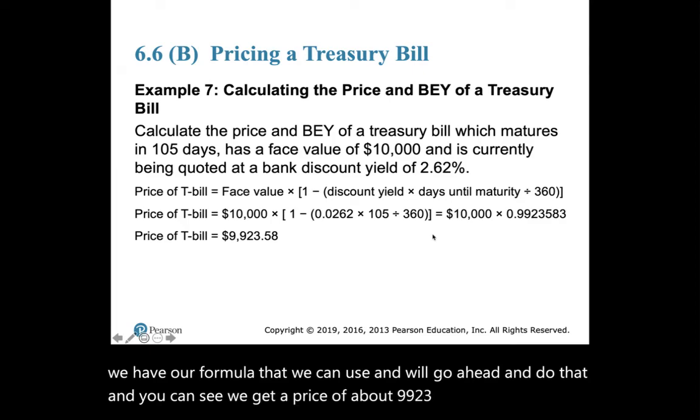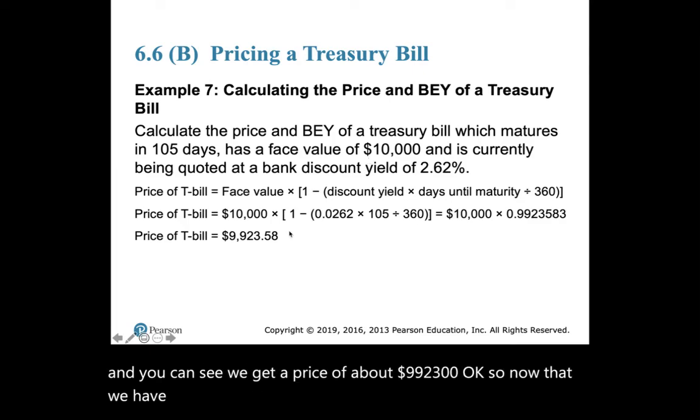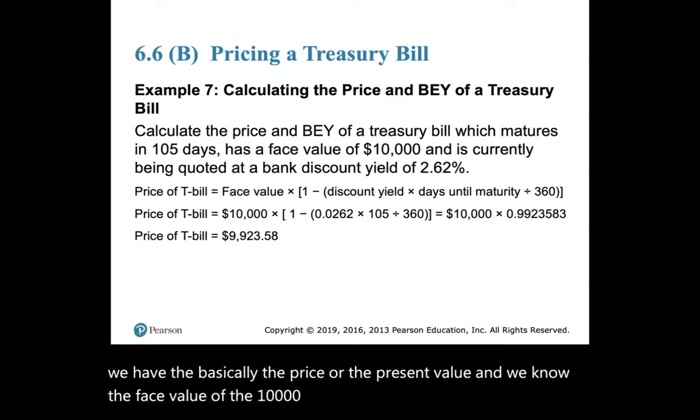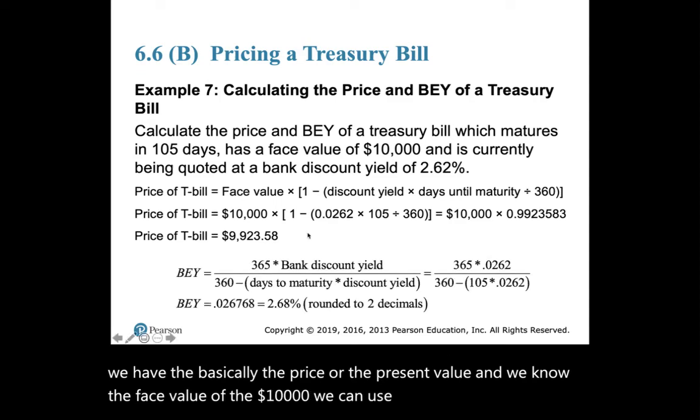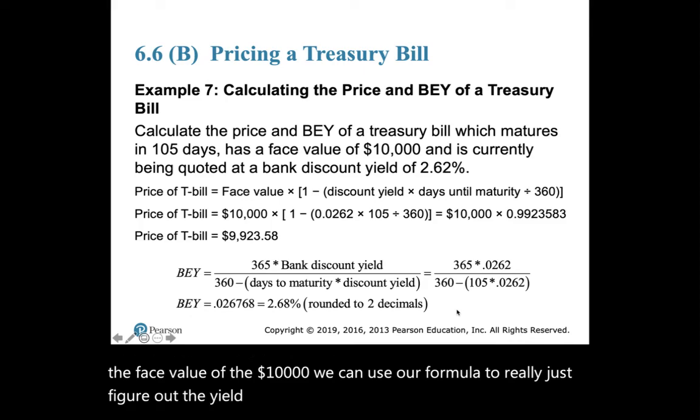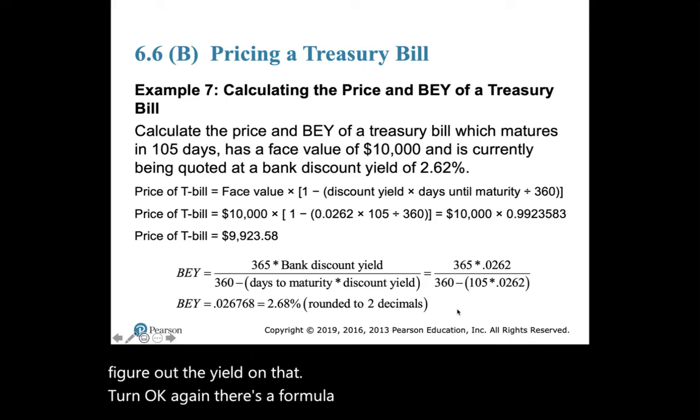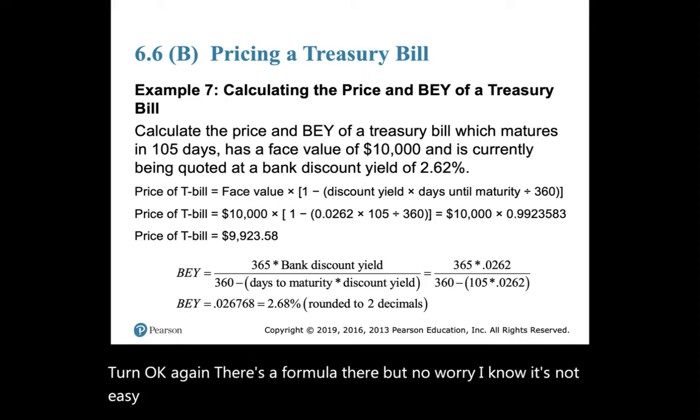Okay. So now that we have basically the price or the present value, and we know the face value of the $10,000, we can use our formula to really just figure out the yield on that return. Okay, again, there's a formula there. But no worry, I know it's not easy to see this. We'll take a look at it more on Excel. For now, just think about the theory.